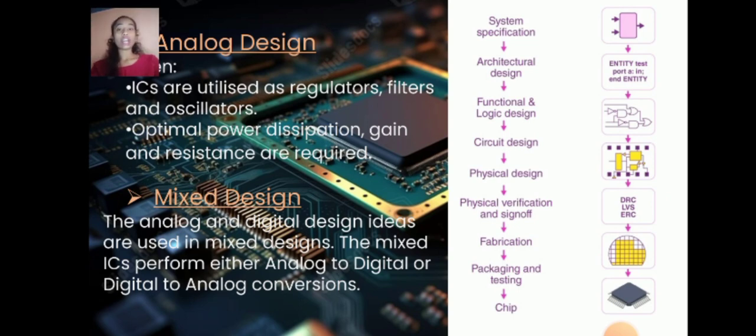And this is a diagram of the process for designing digital integrated circuits. Firstly, system specification will be done. After specification, architectural design will be conducted and next functional and logical design and circuit design. Physical design, physical verification, sign off, fabrication, packaging and testing will be conducted. After completing all the processes, the chip will be ready.